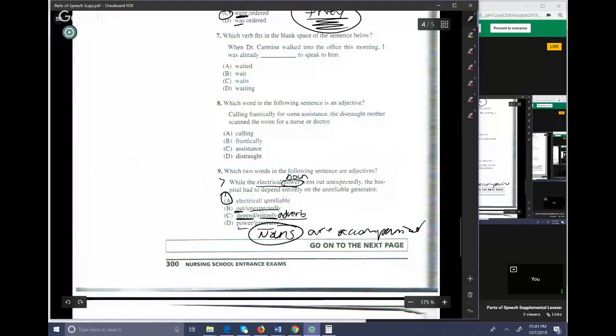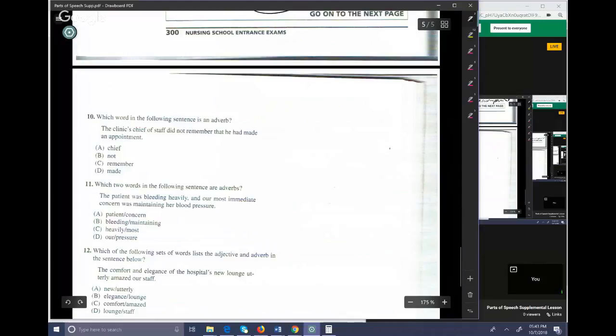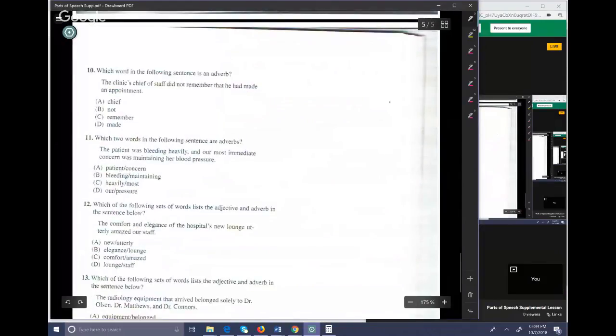Let me find one example where they have us find an adverb, and that will end the supplement. The rest will be you. Let's see.